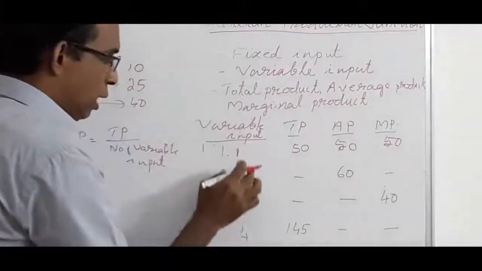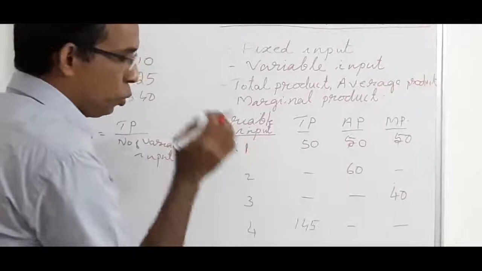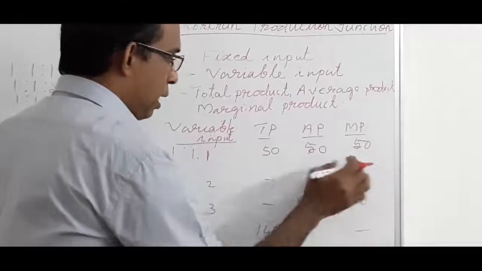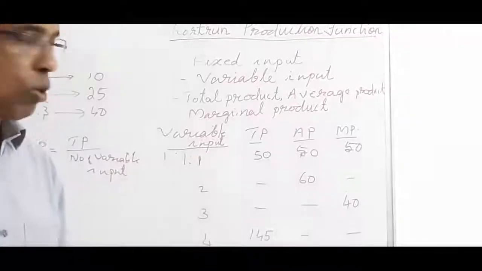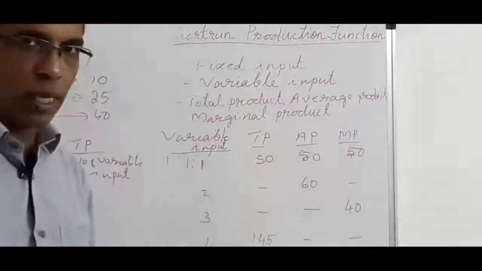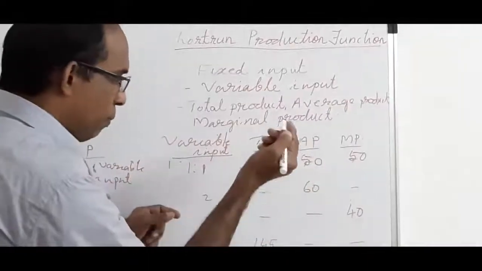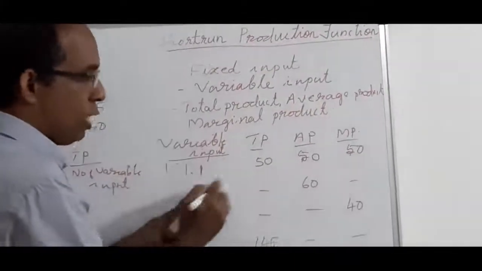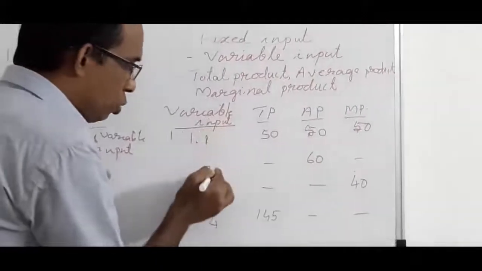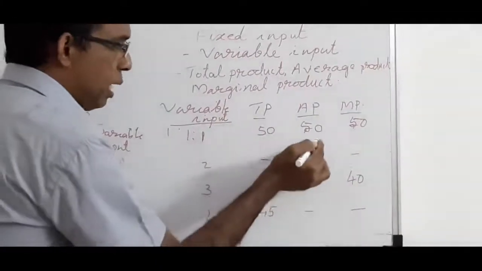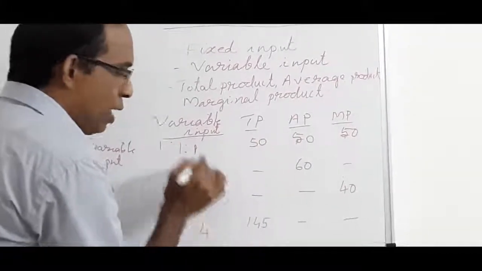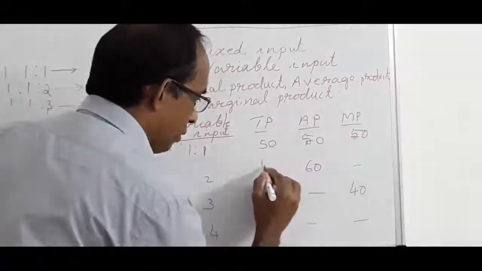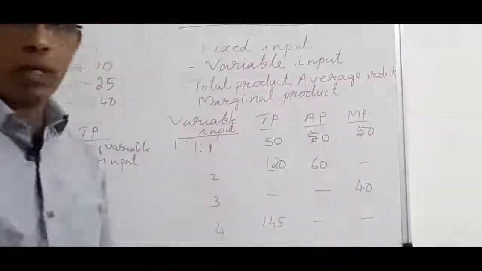Again, the bakery owner increases the variable inputs to 2. Its average product is given. We have to calculate the marginal product and the total product. How can we calculate total product from average product? Average product is the output per unit of variable input. So here we are using 2 variable inputs, so total product is AP into variable input. That is 60 into 2, that is 120.